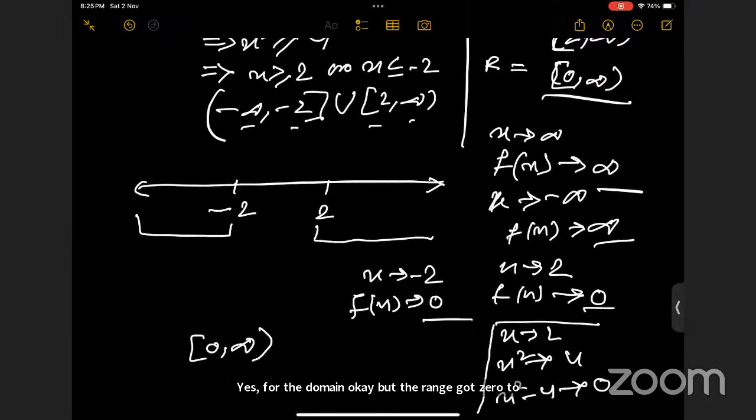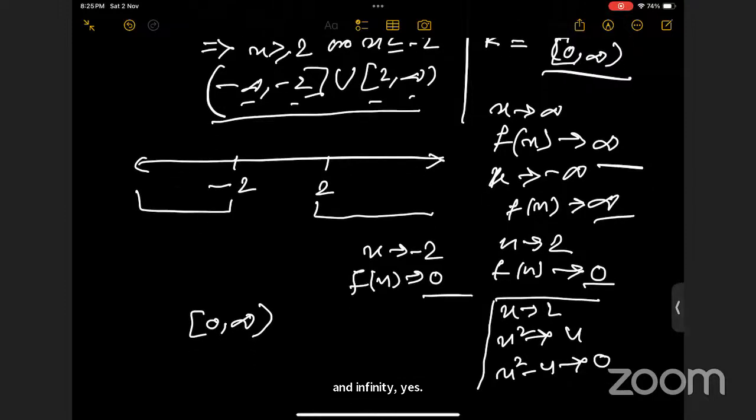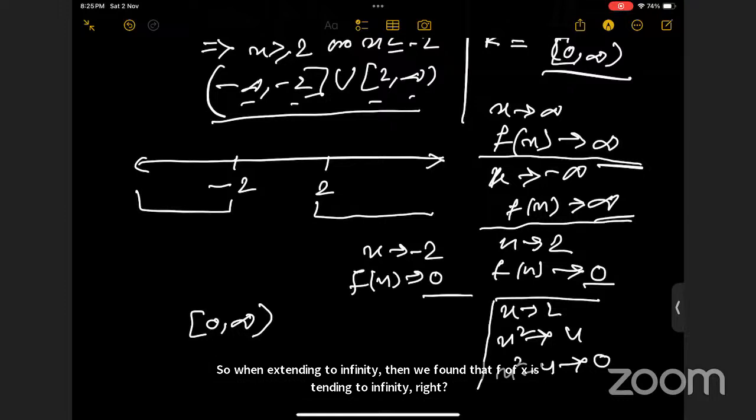Because, as I said, you just have to follow this step every time. Once you have the domain, you check the behavior of the function at the boundary points. So what are the boundary points here? Minus infinity, minus 2, 2, and infinity. So when x is tending to infinity, we found that f of x is tending to infinity, right? Same for minus infinity, right? This is fine, right?